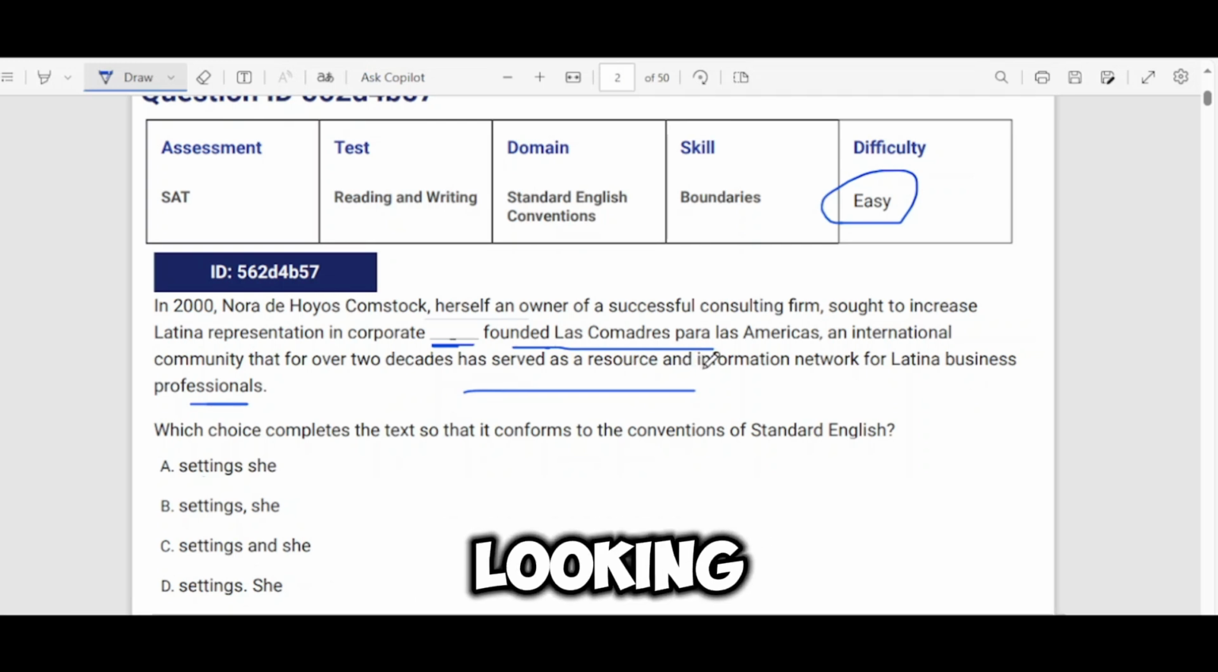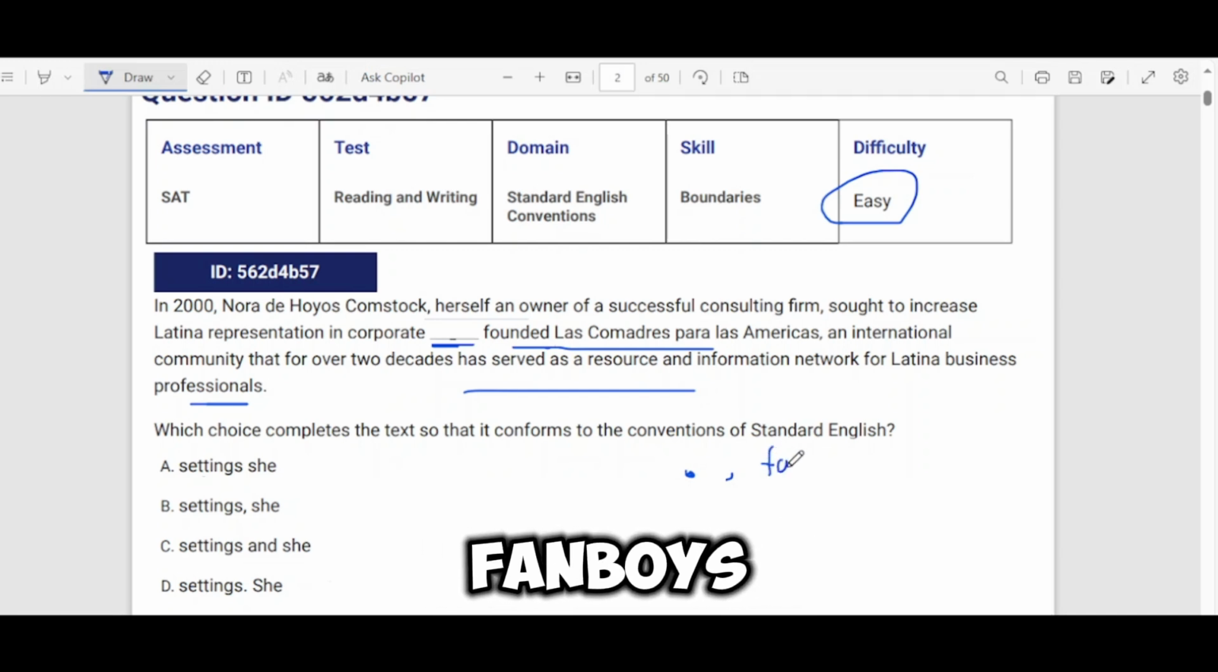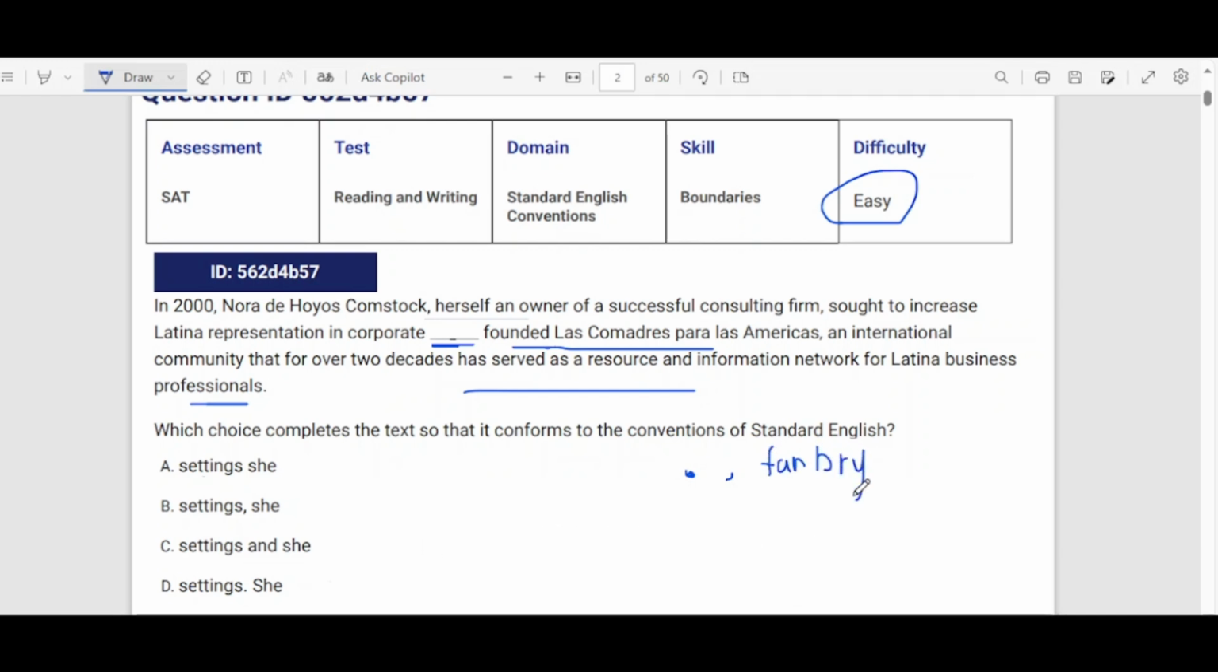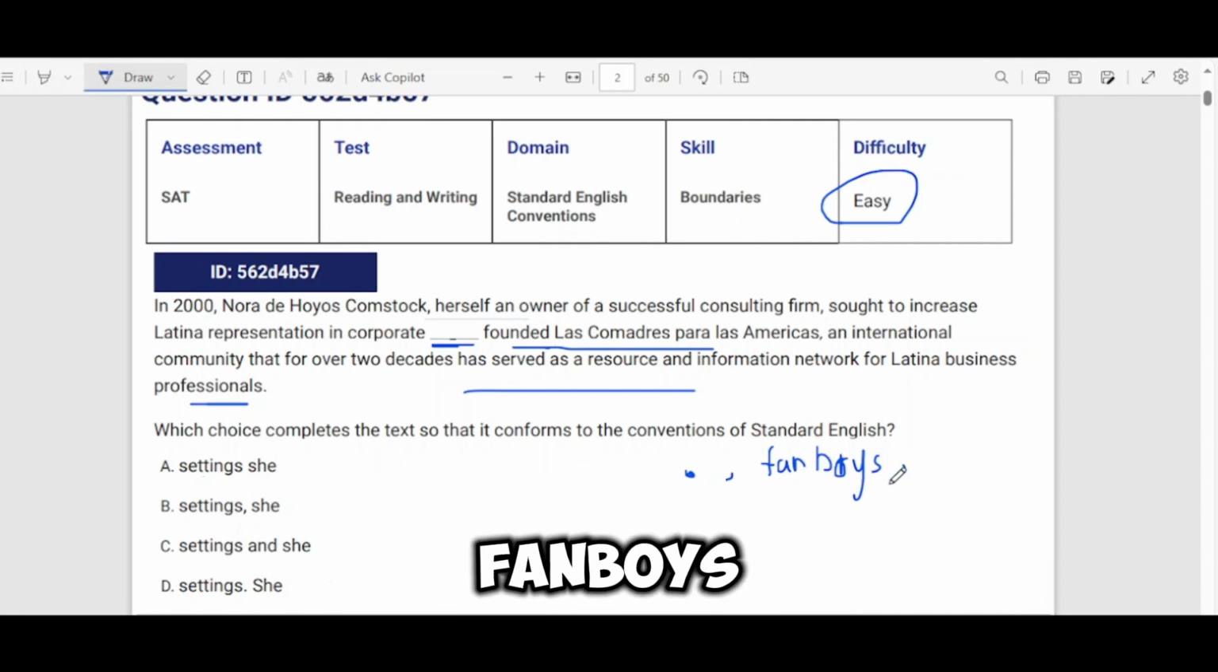So, what are we looking for? We're looking for a full stop, or we're also looking for FANBOYS plus a comma, a combination of these two, because we studied before that we can only join two independent clauses by a combination of FANBOYS and a comma.